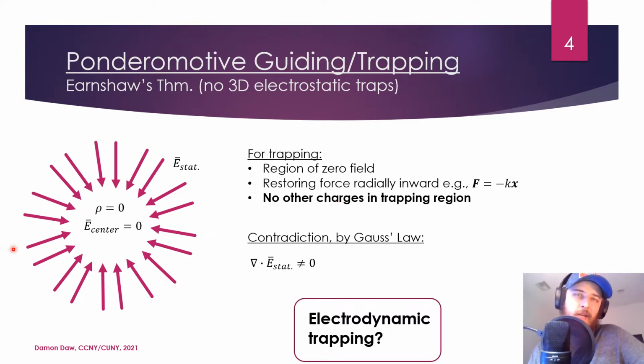So you can say, well, maybe I'll set up an electric field like this. This is a static electric field, and I want no charges in here, and I want the electric field at the center to be zero. Well, you can look at Gauss's law, and you can see that this is not a divergenceless field, so there has to be some charge inside this region in order for Gauss's law to be satisfied. So we find a contradiction.